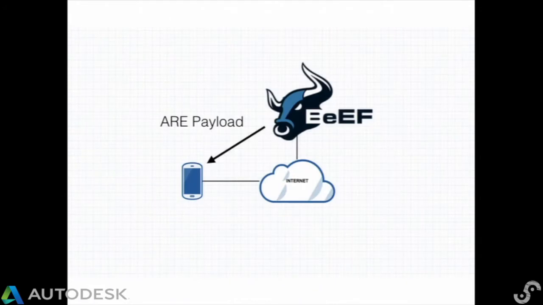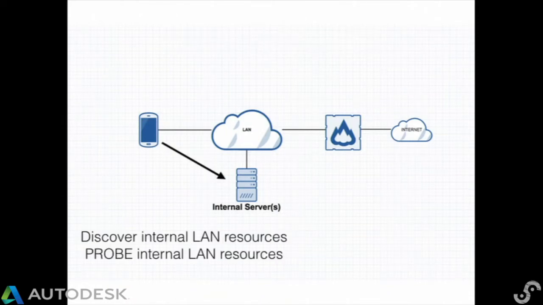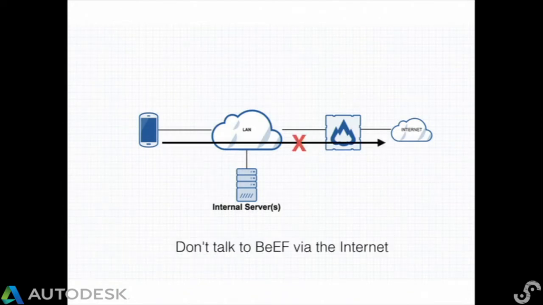they get hooked into Beef somehow, and the payload gets onto the phone, and then it stops. Nothing else really happens at that point. Now, if at some point later on the phone ends up on a different network, it'll try to discover internal LAN resources and probe for those and see if it can send requests to those. And at no point will it talk back out over the internet.